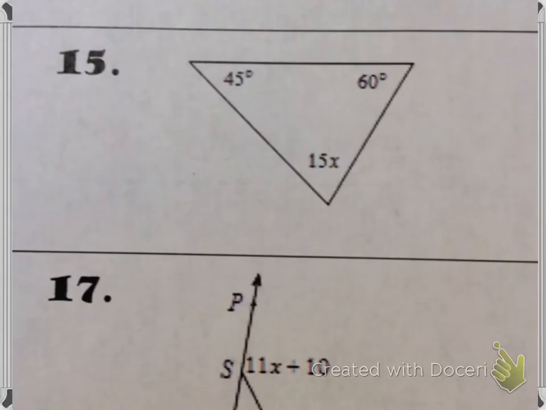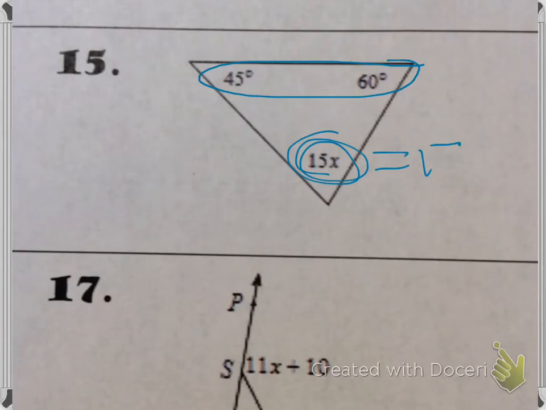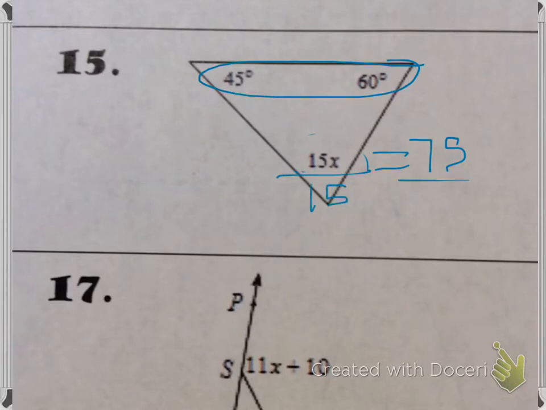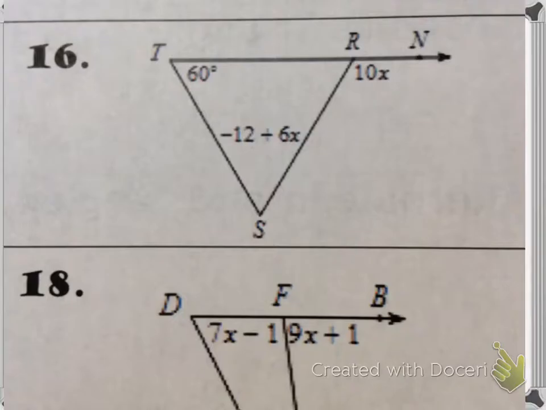All right, number 15, again, the same thing. All three angles in the triangle add up to be 180. So I'm going to take 180 and I'm going to subtract those two off. So 180 minus 60, and then that number minus 45, and I get a total of 75 left. So I know that this angle right here would be equal to 75 degrees. So 15x equals 75. Then I just have to solve for the x. I would divide both sides by 15, and I would get x equals 5. So really these all kind of work the same way. Figure out how many degrees are left and then solve the equation for x.